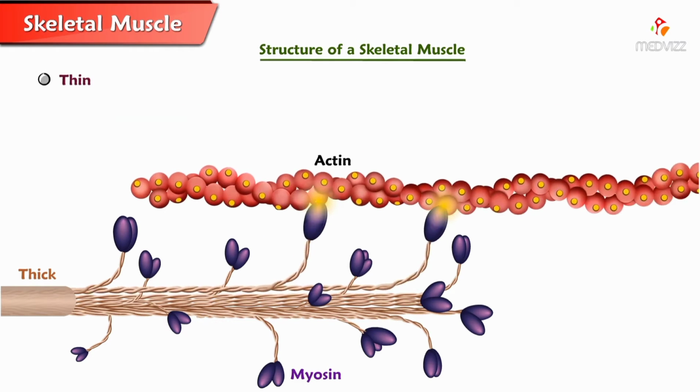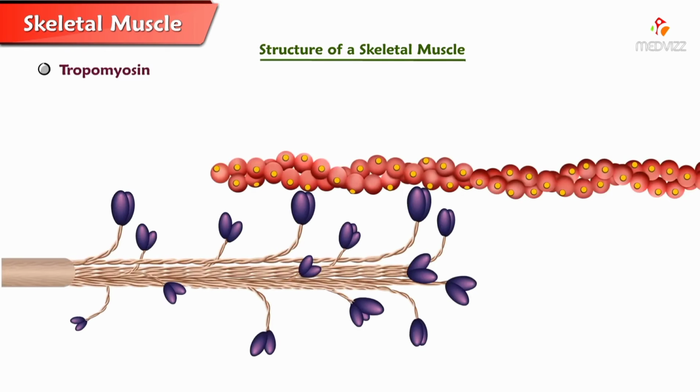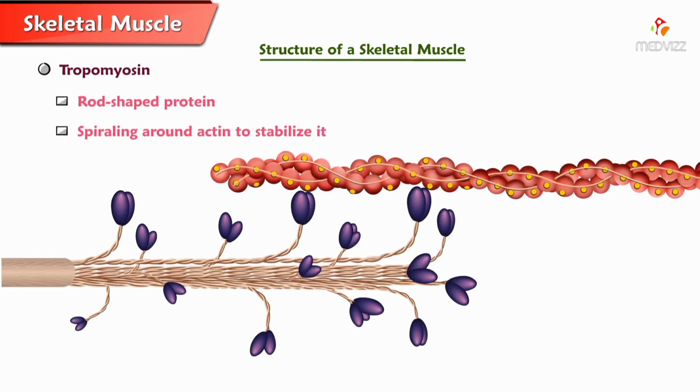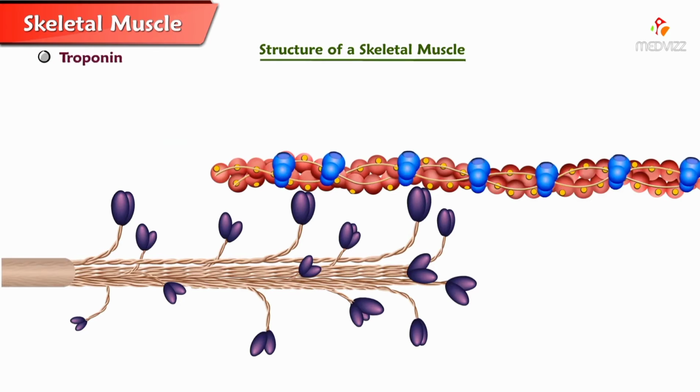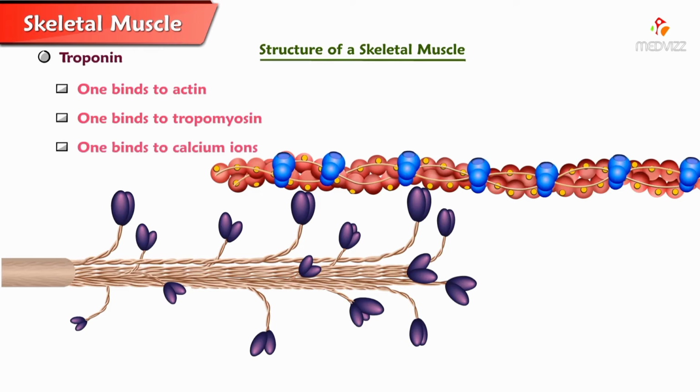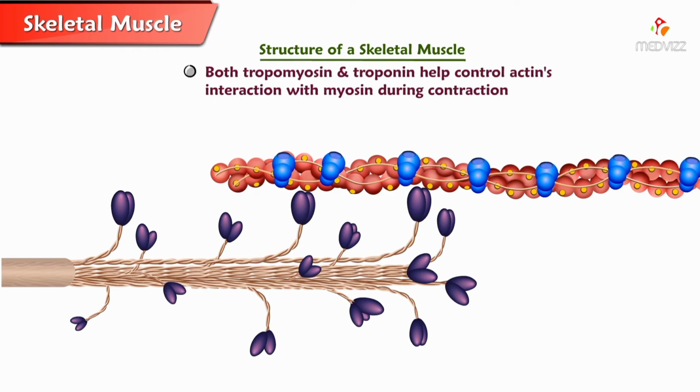Thin filaments are primarily composed of the protein actin. These are helical structures that resemble twisted strands of pearls. Tropomyosin is a rod-shaped protein spiraling around actin to stabilize it. Troponin has three parts: one that binds to actin, one that binds to tropomyosin, and one that binds to calcium ions. Both tropomyosin and troponin help control actin's interaction with myosin during contraction.